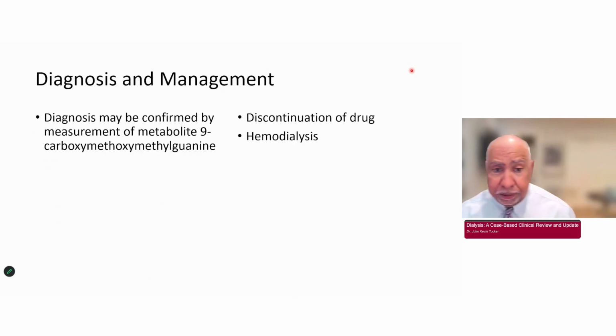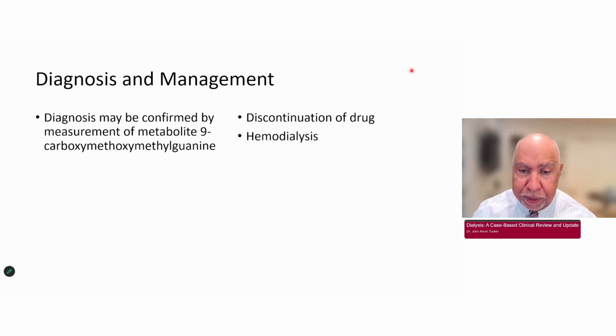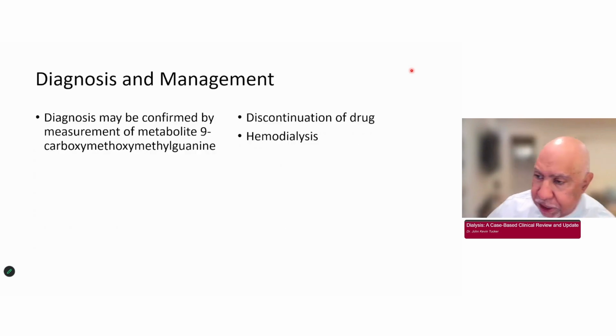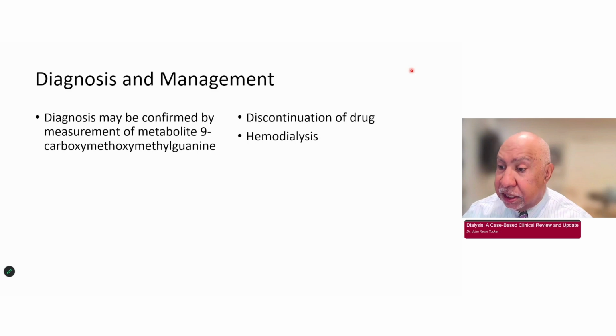So in terms of management, the diagnosis may be confirmed by measurement of the metabolite 9-carboxymethylguanine. Discontinuing the drug and hemodialysis are the most appropriate steps in alleviating that presentation, because even the metabolites are very effectively removed by hemodialysis. Now, what I don't know is why this patient developed neurotoxicity. His dose was appropriate as per the usual guidelines, and he was receiving intermittent hemodialysis on a regular basis, had not missed any treatments. So I really don't quite understand exactly why this patient developed it, but he did.